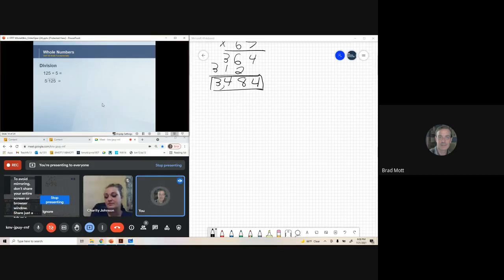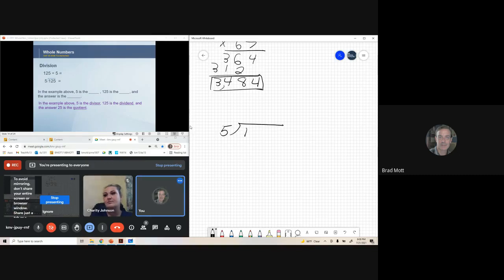Or it can be written as 5 into 125. So 5 is the divisor, and 125 is the dividend. And the result of dividing 125 by 5 is the quotient, those two numbers. And so let's just set up a long division problem that comes out without a remainder.